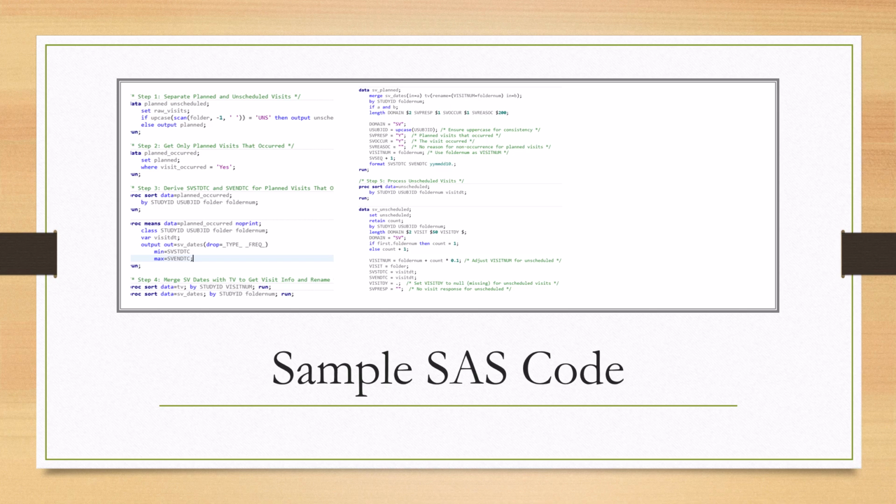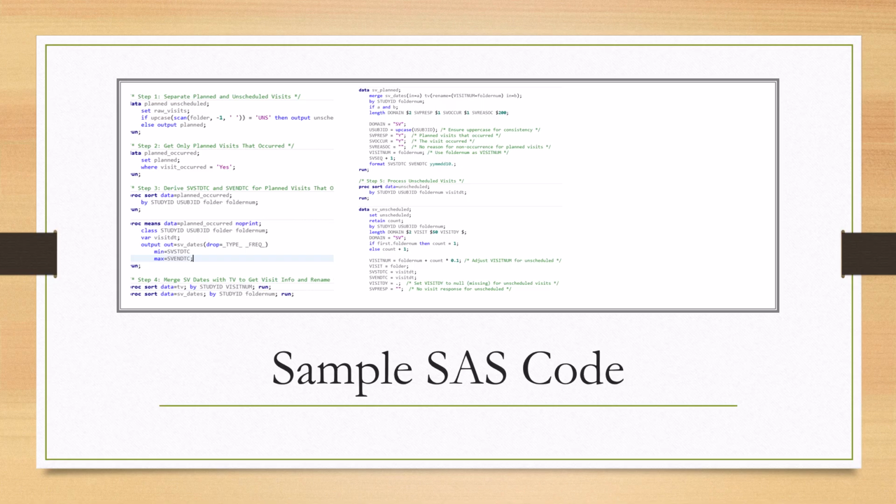Since these are planned visits, the SV press will be marked as Y. And all these planned visits occurred, so the SV occur is also mapped to Y. The SV reason for non-occurrence of the planned visit will be kept as null. The visit num is the visit num which we are capturing from the folder num column of the raw data set.